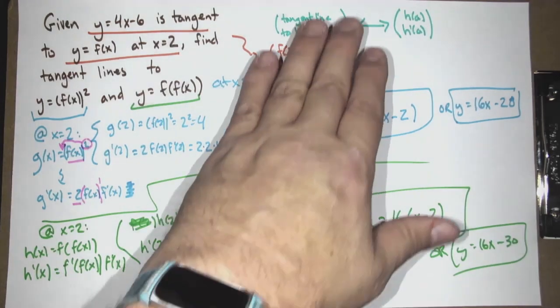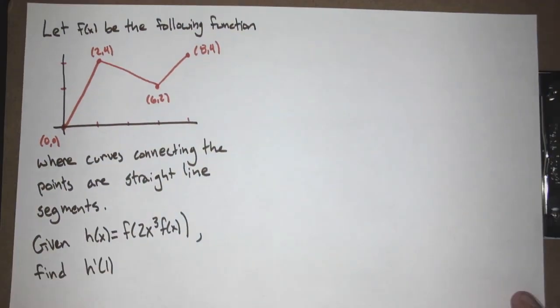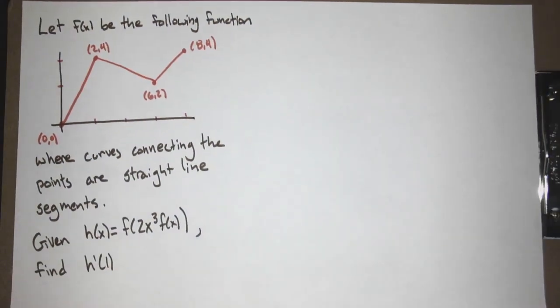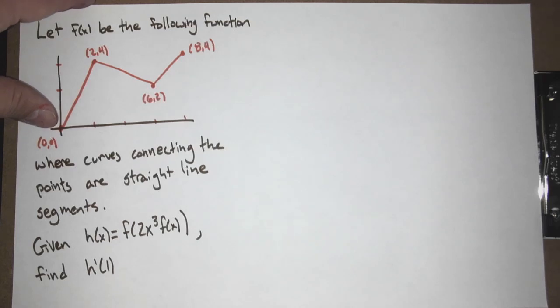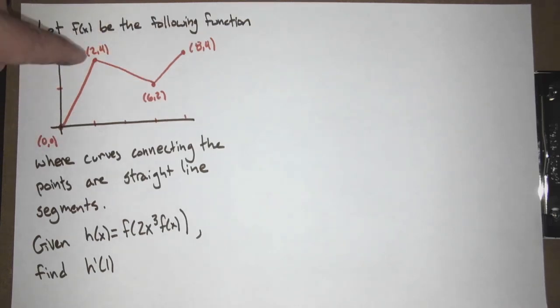Okay, so tangent line means we have information about the function and the derivative. Now, we might have information given to us in different ways. We may not have an explicit function. We may have a picture. So let f of x be the following function. It's a picture. And we have some points: (0, 0), (2, 4), (6, 2), (8, 4). And these curves are actually straight line segments. All right. We're told that h of x is f of 2x cubed f of x, and we're asked to find h prime of 1.